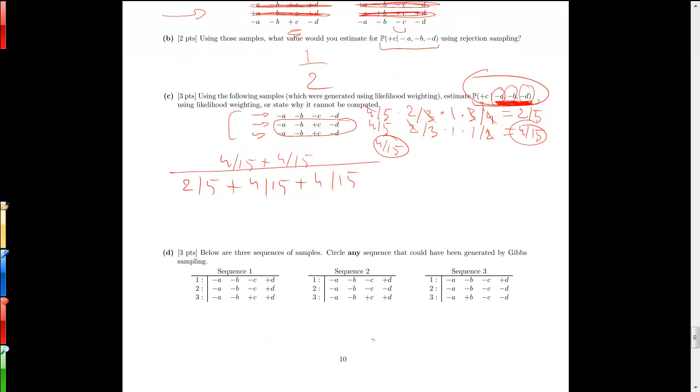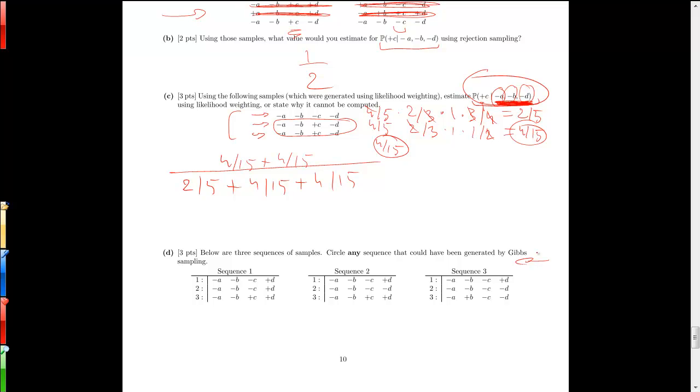Okay, let's take a look at D, Gibbs sampling. We need to circle any sequence that could have been generated by Gibbs sampling. What does Gibbs sampling do? It starts with an instantiation of all variables. If there is evidence given, then that instantiation is consistent with the evidence. Here we're not given any evidence, so nothing to worry about there.